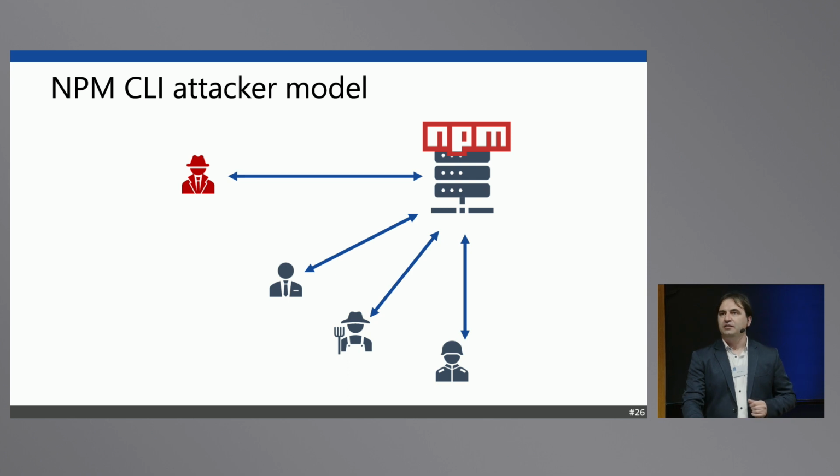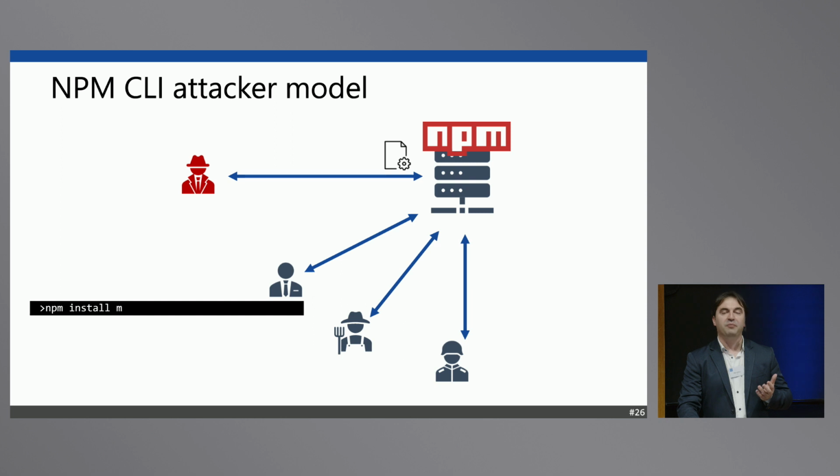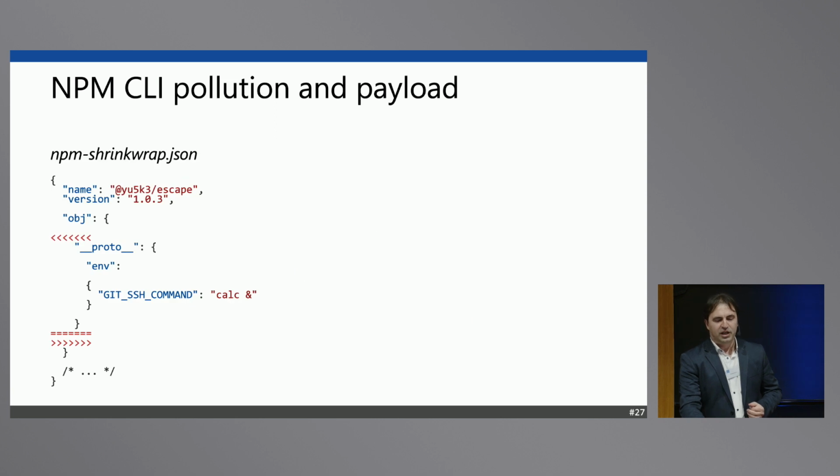The attacker crafts a malicious package and then puts it in the npm repository. So it just goes like this. And now as a developer, you do npm install, but you're careful, so you use --ignore-scripts. So it should work, but actually it doesn't. So how does it work?